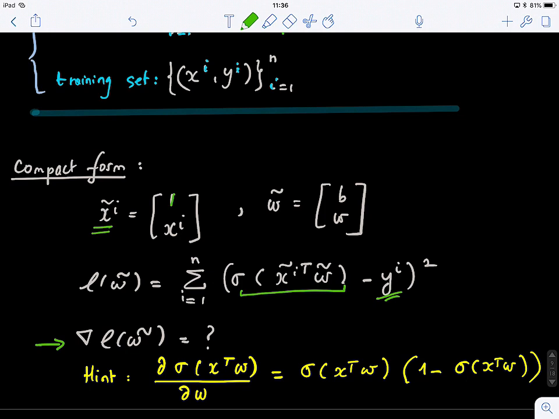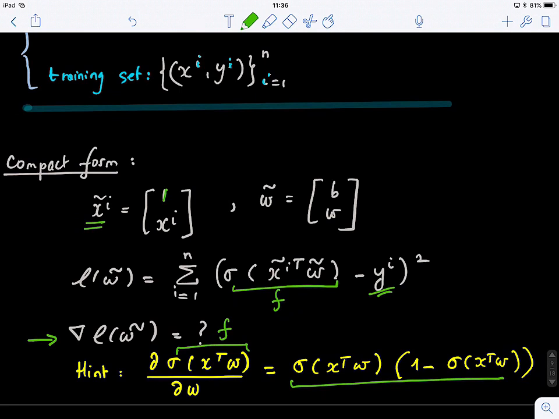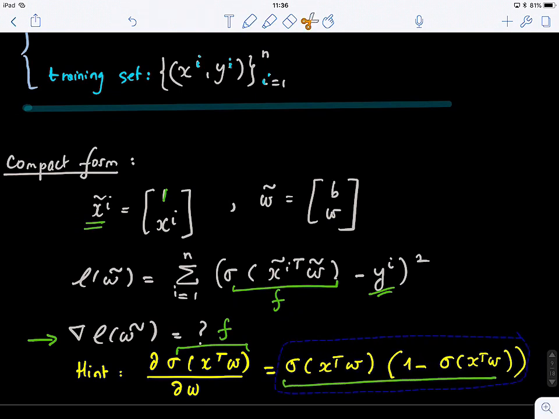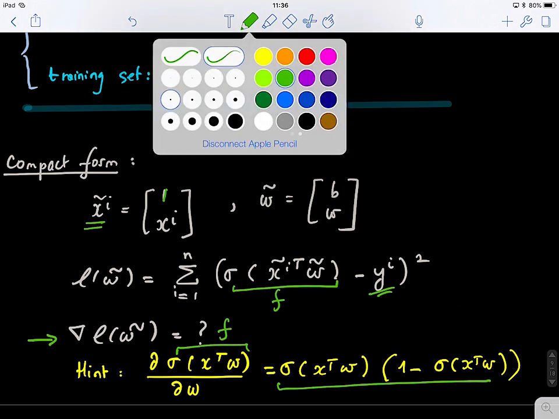So we're applying exactly the same rules. And when we're deriving this function f, this is what we get. And oops, there is actually an x that is missing here.